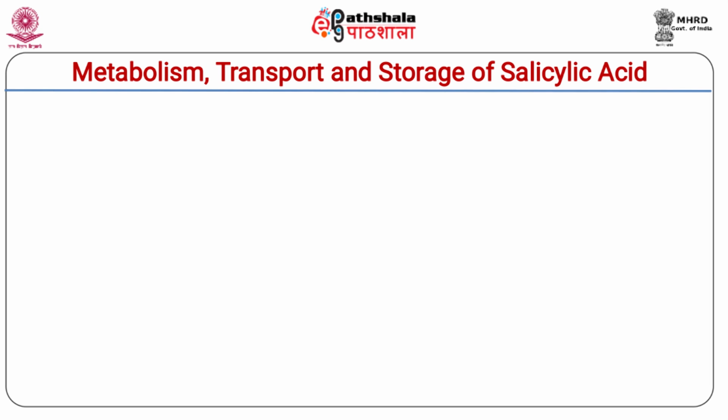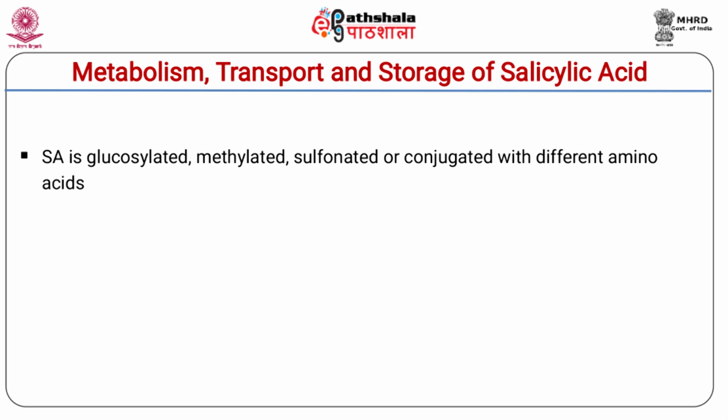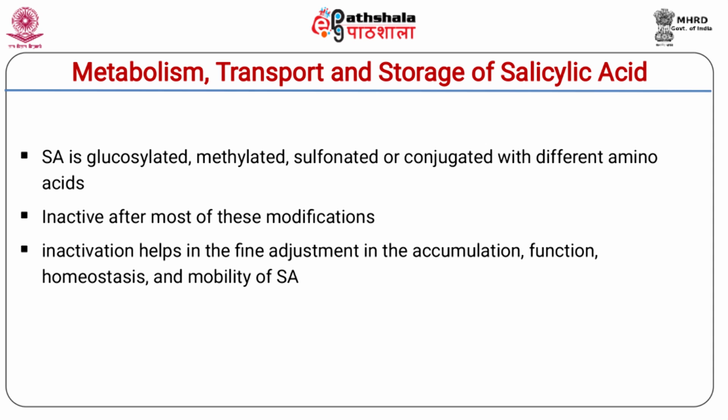Now, we will see how salicylic acid is metabolized, transported and stored in the plant. Salicylic acid is glucosylated, methylated, sulfonated or conjugated with different amino acids. Salicylic acid becomes inactive after most of these modifications. However, the inactivation helps in the fine adjustment in the accumulation, function, homeostasis and mobility of salicylic acid.